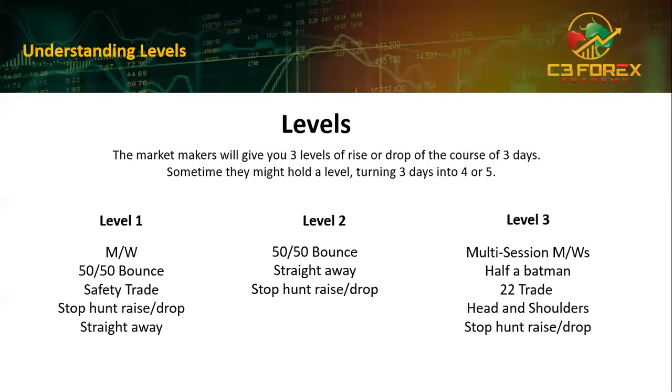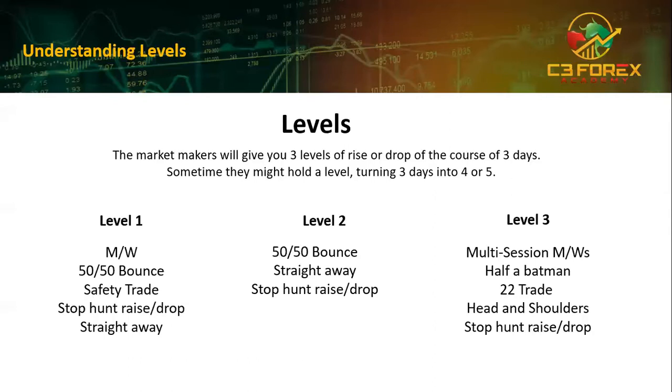So once we identify the peak and they go into level 1 consolidation, we know that they have to get away from the peak formation. So the first stop hunt towards the peak out of level 1 will be the safest trade to take. The stop hunt out of the accumulation phase of level 2 is not a safety trade.